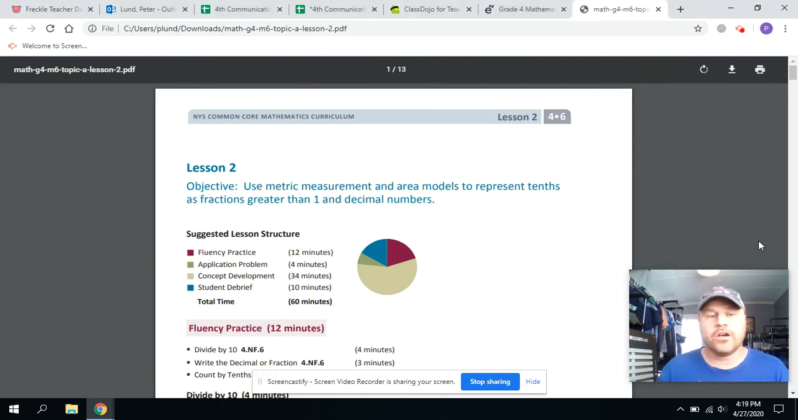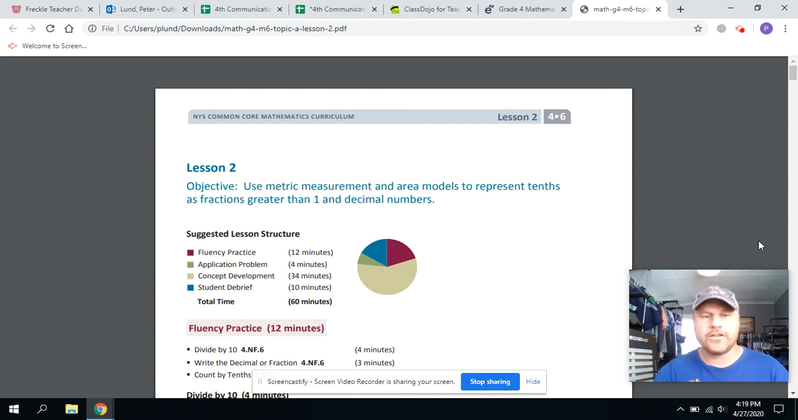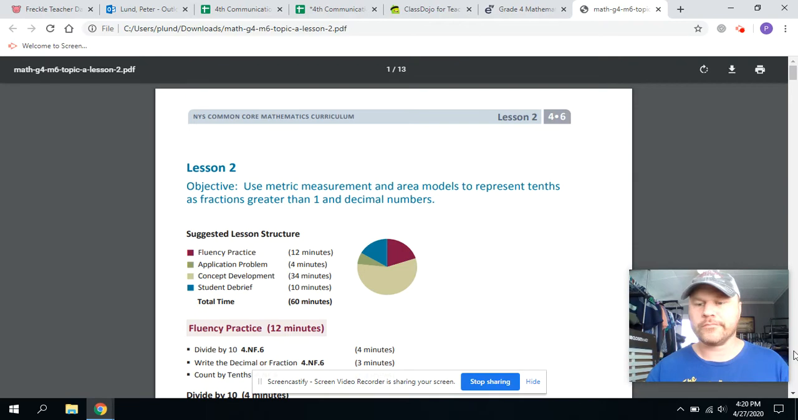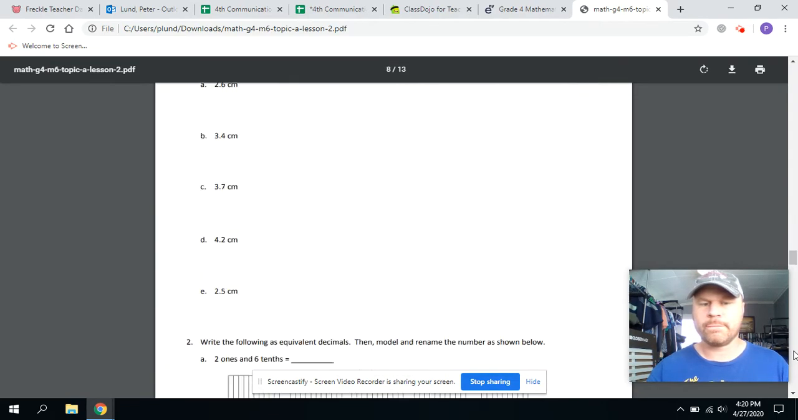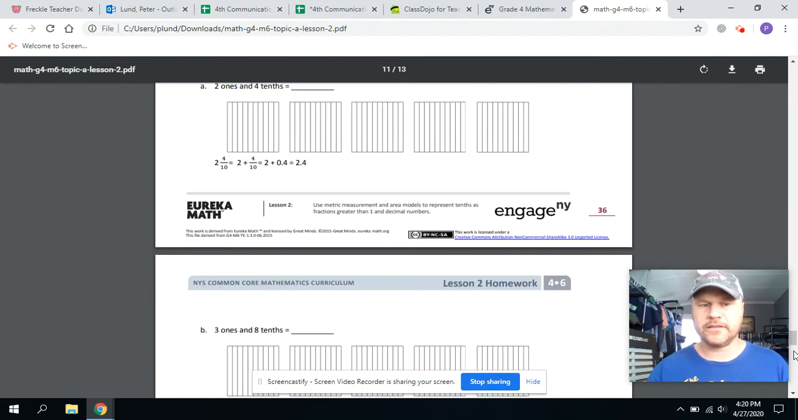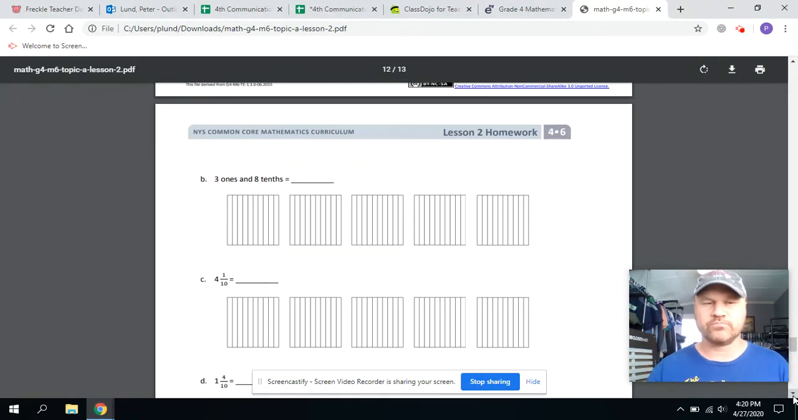Okay, so lesson 2, using metric measurement and area models to represent tenths as fractions greater than 1 and decimal numbers. So very similar to the first lesson, but now we're going to go more than one whole. Let's take a look at the homework. I'm not doing the exact same problems, just very similar problems.